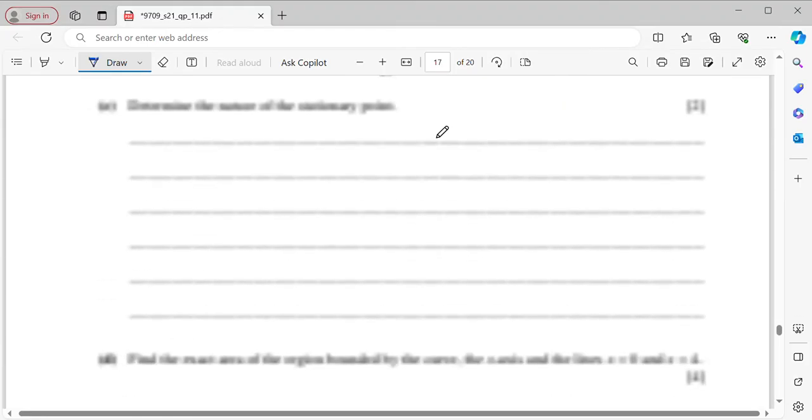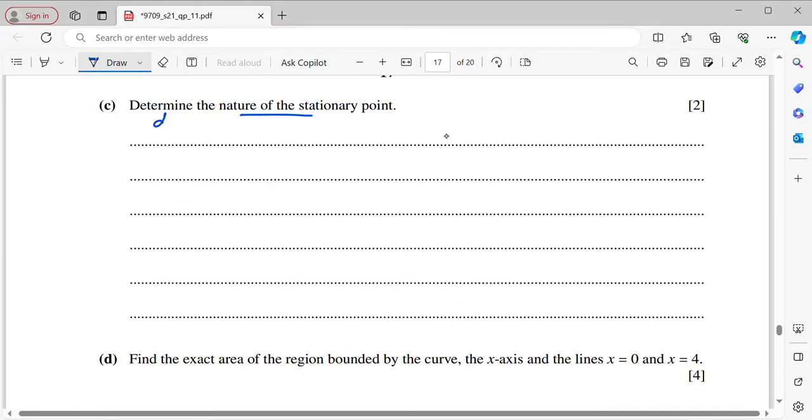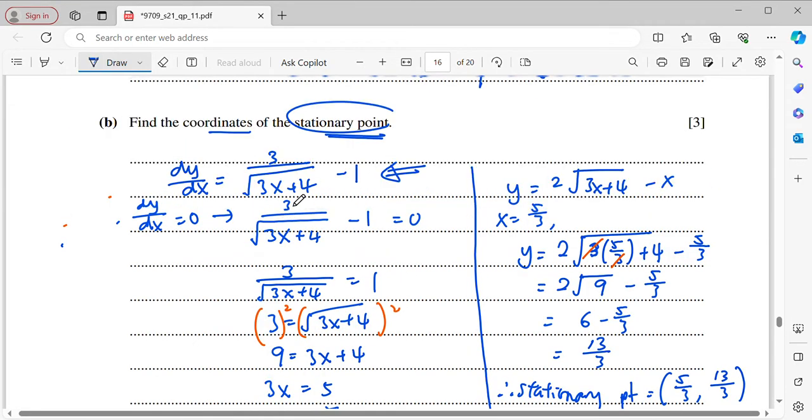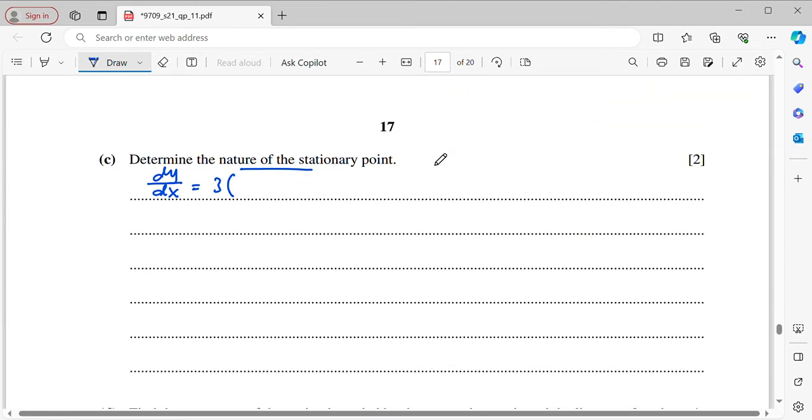So my dy/dx is 3 times (3x + 4) to the degree negative half, and then minus 1. So 3 times (3x + 4) to the degree of negative half, and then minus 1.